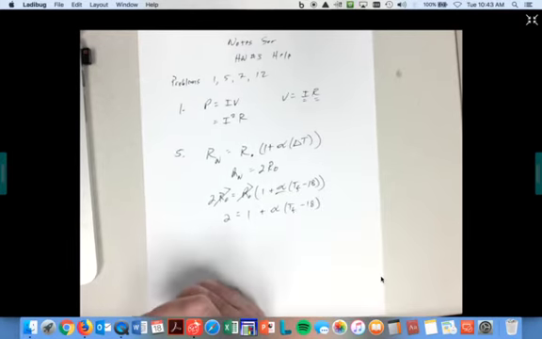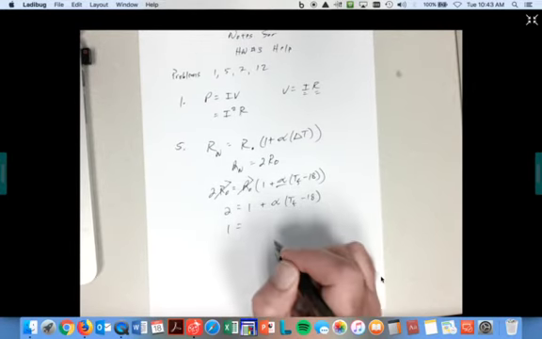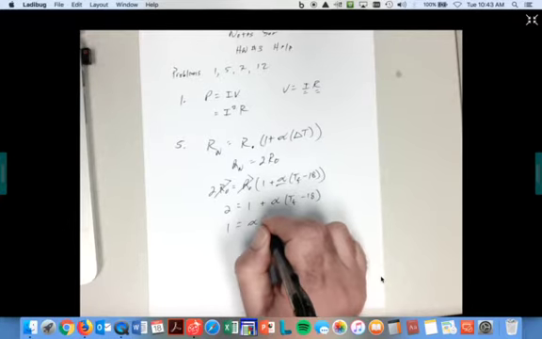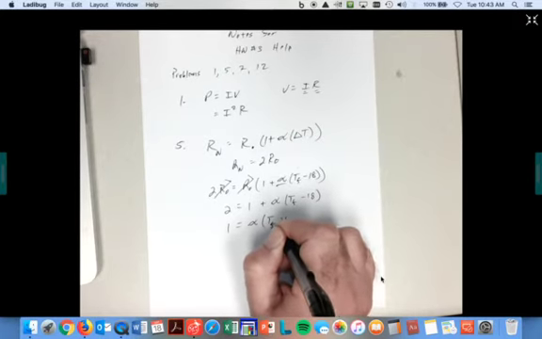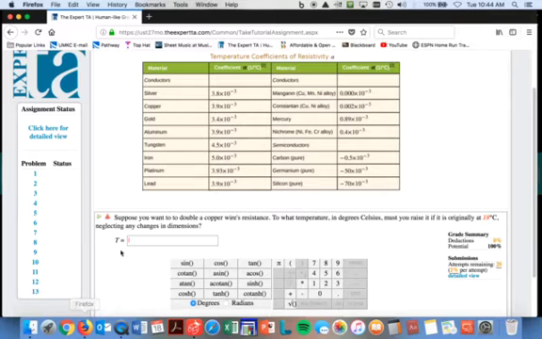You might be going, well, what does that do for me? Well, look, subtract 1 from 2, and 1 is equal to alpha times T final minus 18. And alpha is on that chart. You got that. The same thing happens with problem 7. Let's take a look at problem 7 real quick, and then I'll go to a new thing, since we're doing 1, 5, 7, and 12.